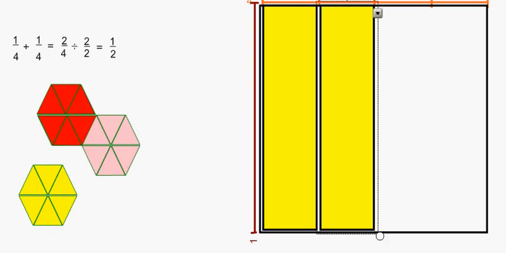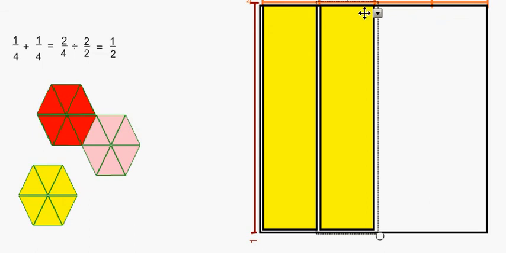So I've made another 1/4. So together now, 1/4 plus 1/4 will give me 2 shaded regions out of my 1, 2, 3, 4 regions that are possible. So my answer is 2 quarters. But then we talked about that it can be reduced to 1/2.